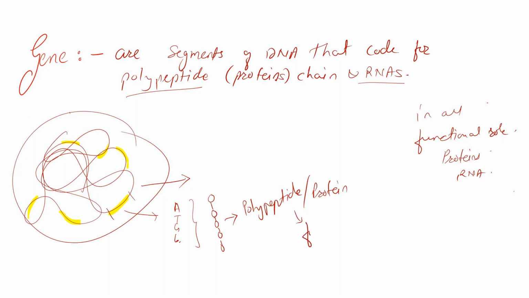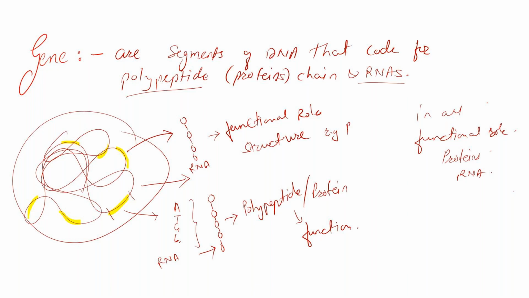Now this protein is going to function. Similarly, from another segment, RNA can be formed, right? Here first RNA is formed, and from this RNA the protein is formed. Here RNA is doing some functional role, or is involved in making some structure in the cell. For example, the ribosome is made up of protein and RNAs. mRNA performs the function of transferring information. tRNA also performs the function of transferring amino acids.